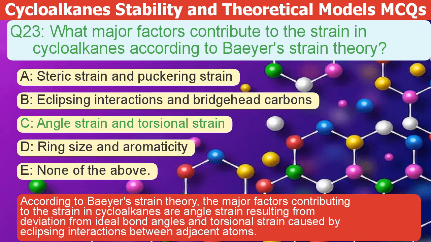The correct answer is C. According to Bayer's strain theory, the major factors contributing to strain in cycloalkanes are angle strain from deviations in ideal bond angles, and torsional strain from eclipsing interactions between adjacent atoms.